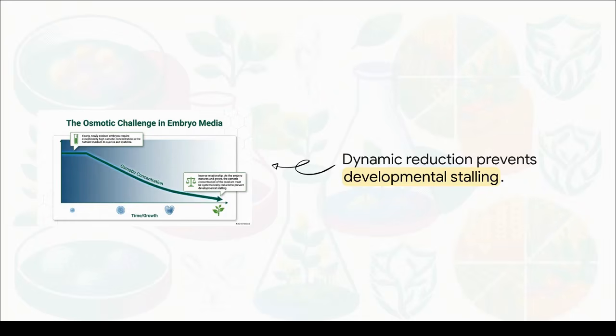Now, what's really interesting about this is that steep drop you see on the green line. Young, newly excised embryos are so delicate that they require an exceptionally high osmotic concentration in their medium just to survive and stabilize. But here's the catch. If you keep the concentration that high, development stalls out entirely. So botanists have to dynamically and systematically reduce the osmotic concentration over time as the embryo matures into a seedling.